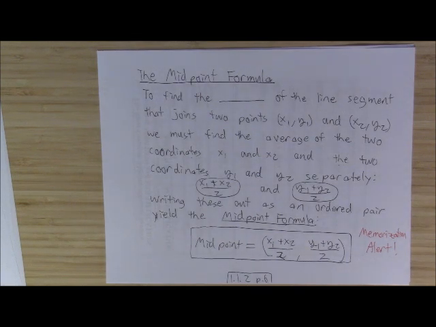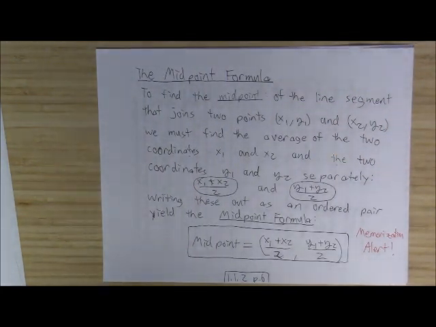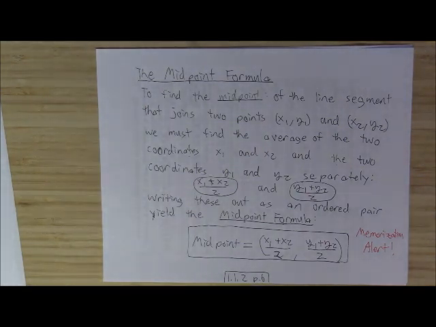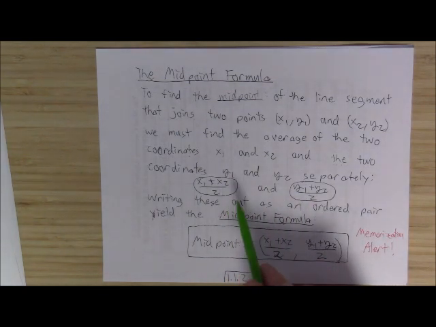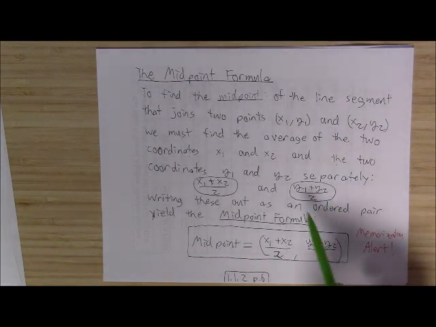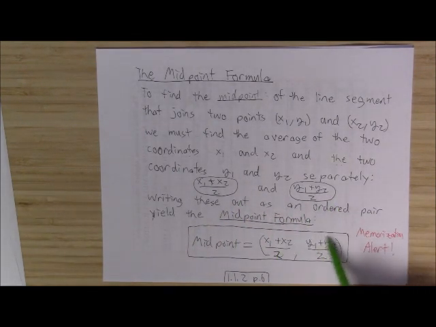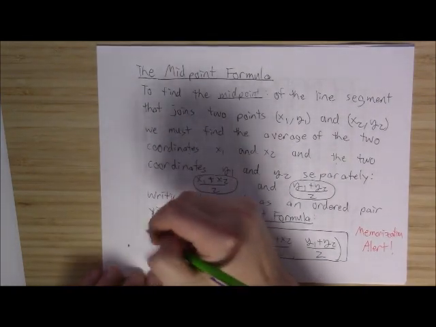There is a simpler formula that we can consider, namely to find the midpoint of the line segment that joins 2 points, x1, y1 and x2, y2. We can find the average of the two coordinates x1 and x2, and the two coordinates y1 and y2 separately, like this. Remember, to calculate the average of any two numbers, you add them together and then divide by 2, and that always finds the number perfectly between the two. Well, if we do that in each of the coordinates, then that should give us the midpoint of the line segment itself.